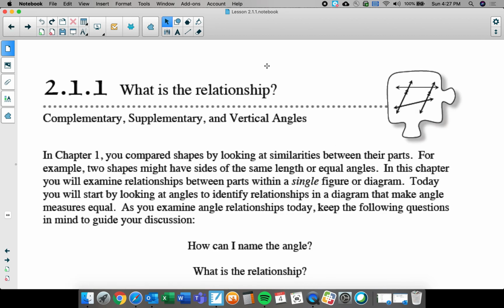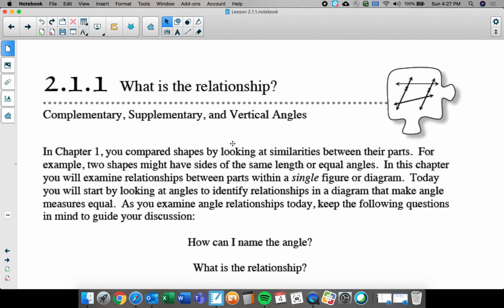So if we take a look at lesson 2.1.1, what we're going to be looking at is the relationship of different angles. Specifically, we're going to look at complementary, supplementary, and vertical angles. In chapter 1, you compared shapes by looking at similarities between their parts. For example, two shapes might have sides of the same length or equal angles. In this chapter, you're going to examine relationships between parts within a single figure. So we're going to be looking at angles in a single shape or a single figure. Today we're going to start by looking at angles to identify relationships in a diagram that make angle measures equal.